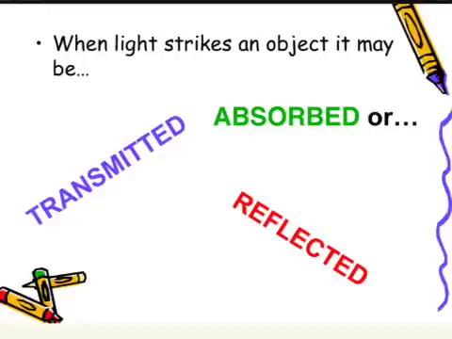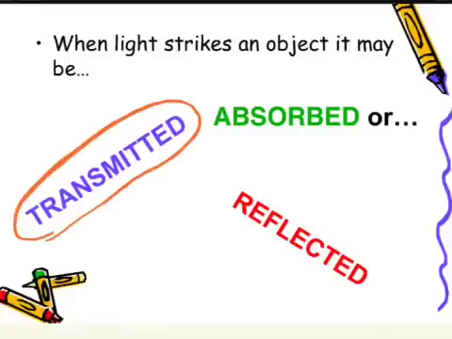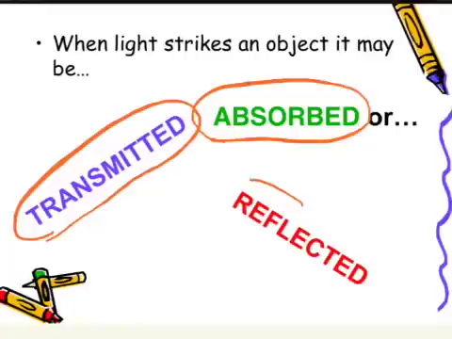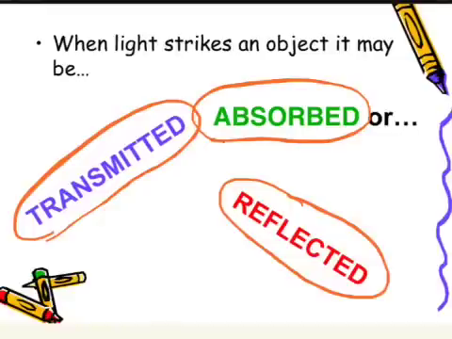Now, as any kind of wave strikes an object or comes into contact with an object, just like any other wave, light's not any different really, it can be transmitted, it can be absorbed by the object, or it can be reflected from the object. So those are the three main things. There are other things that could happen that we're not going to talk about. These are the three that we're going to focus on.